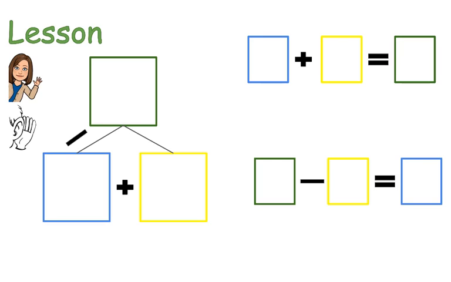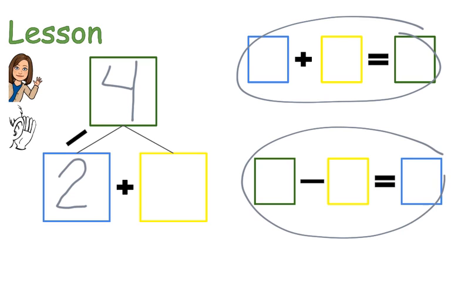So let's see. If I have 4 cookies, and I eat 2 of them, I want to know how many are left. So I can think of this problem in 2 ways. I can think of it as addition or subtraction.